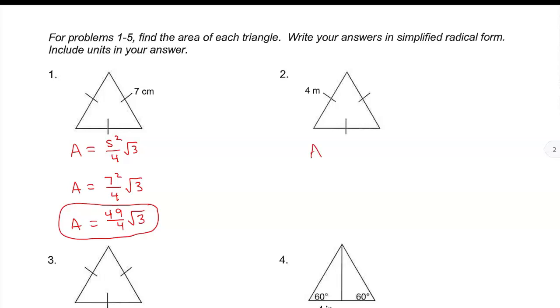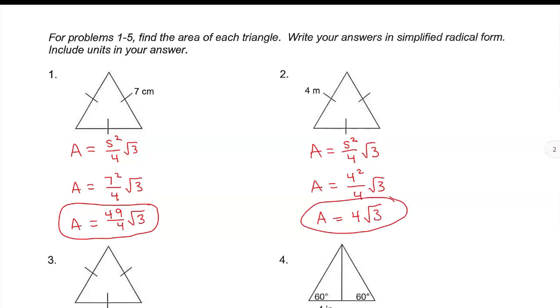Number 2, let's write the formula again. S squared over 4 root 3. Substitute in 4 for S. This one will simplify. I can cancel the 4 on the bottom with a 4 on the top, and I'm left with 4 root 3. The area of this triangle is 4 root 3, and I have to put meters squared. And I didn't put the unit on the first one, so I'm going to do that also. So the first one was centimeters squared.